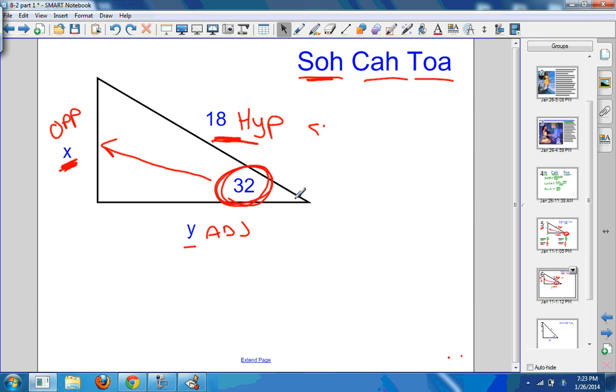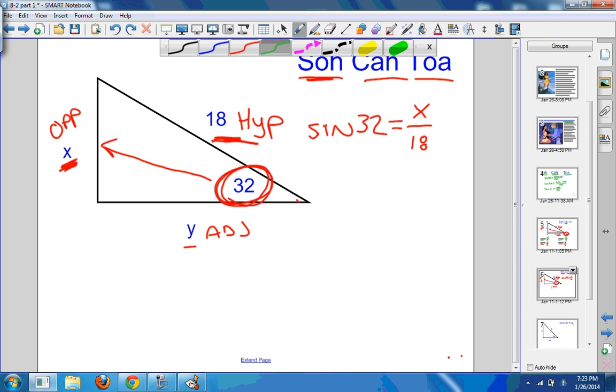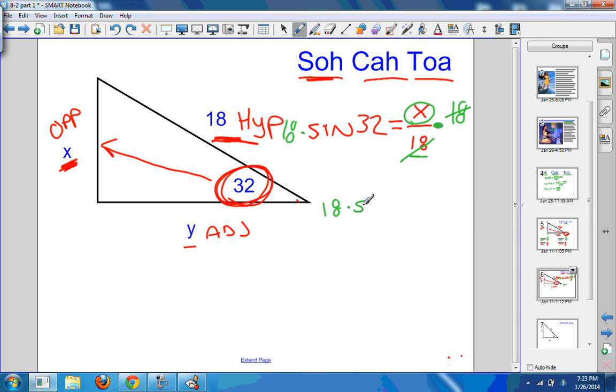So the sine of 32 degrees is equal to my opposite side over my hypotenuse, or x over 18. Now to solve this equation, we want to get x here all by itself. So to get x by itself, we have to get rid of this 18. The 18 is dividing the x, so to get rid of it, we need to do the opposite and multiply. And those will cancel out. And we must do it on both sides always of the equation to make sure things are equal. So now I have 18 times the sine of 32 is equal to x.